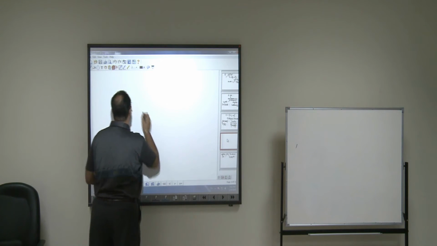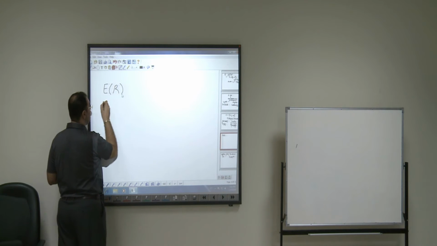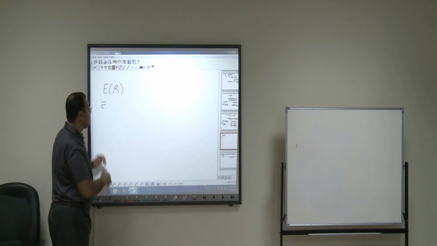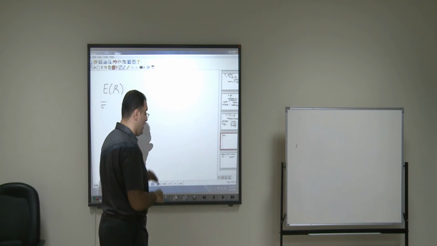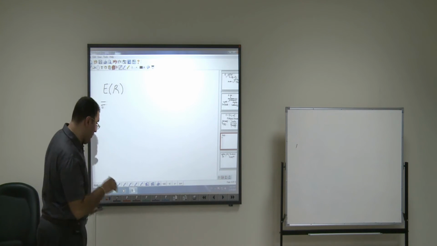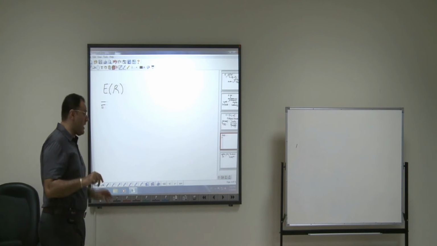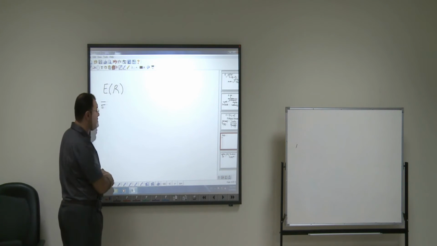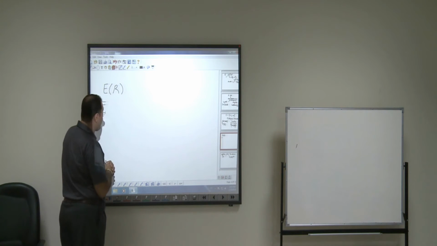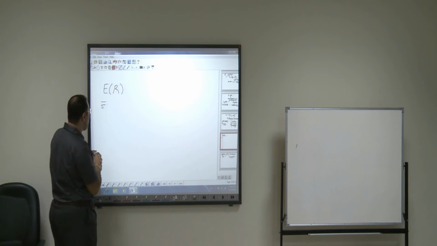Okay, so the expected value of R. Over the course of the coming few minutes, we're going to be applying those concepts to real investment problems, and therefore you don't have to worry much about the mathematics. But the expected value of R is what?